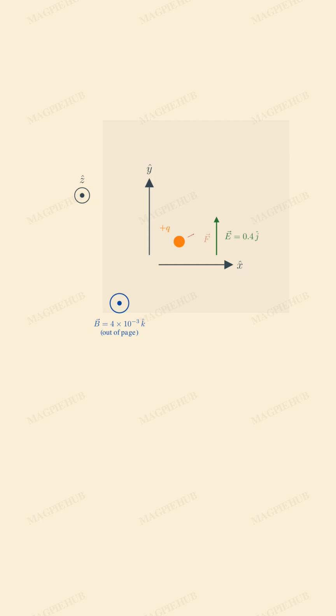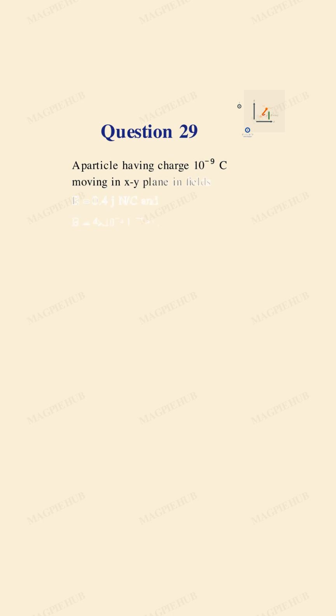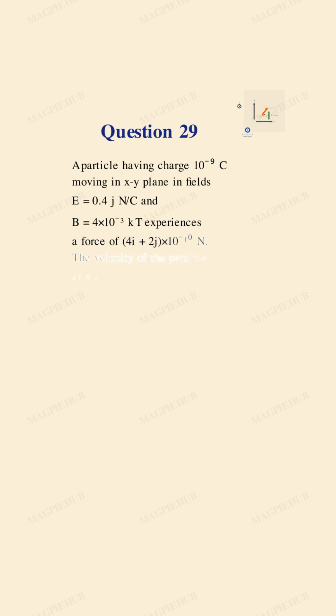The magnetic field B equals 4 times 10 to the minus 3 Tesla in the k-hat direction, pointing out of the page. The particle experiences a net force F and we need to find its velocity. The question states, a particle having charge 10 to the minus 9 coulomb is moving in the xy plane in electric field E equals 0.4 j-hat Newton per coulomb and magnetic field B equals 4 times 10 to the minus 3 k-hat Tesla. It experiences a force of 4 i-hat plus 2 j-hat times 10 to the minus 10 Newton. Find the velocity of the particle at that instant.